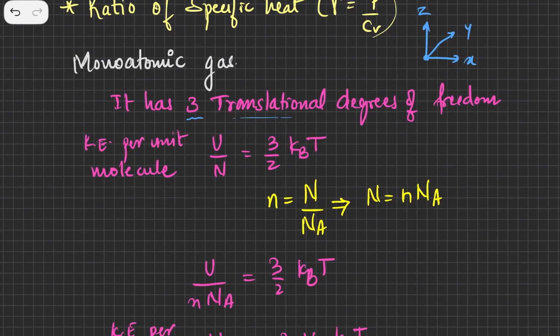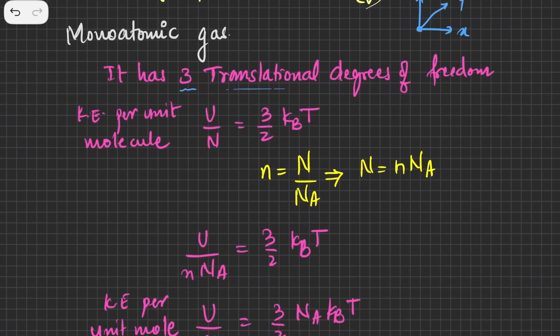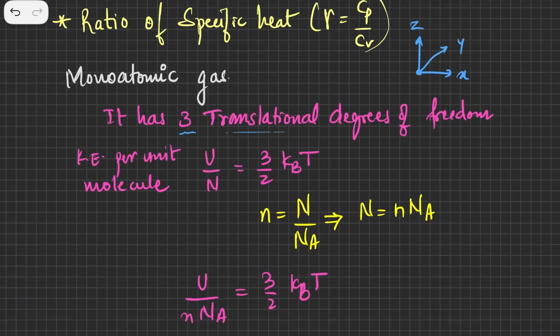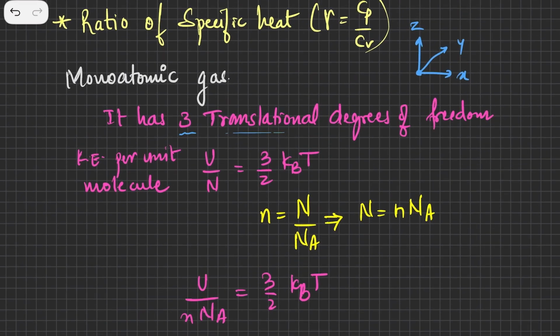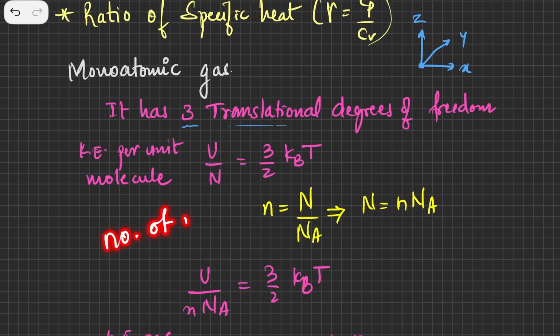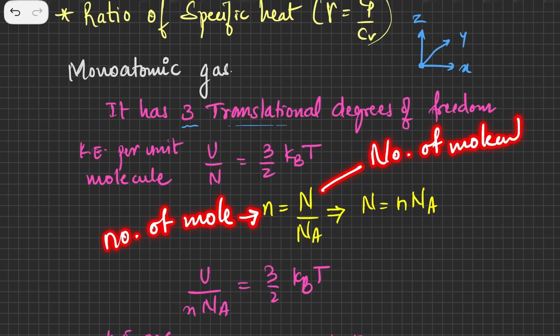Now let's play with this equation, and we'll land up with gamma very quickly. As we know, n, the number of moles, is equal to the number of molecules in a gas divided by Avogadro's number.